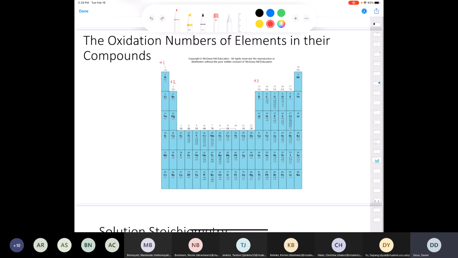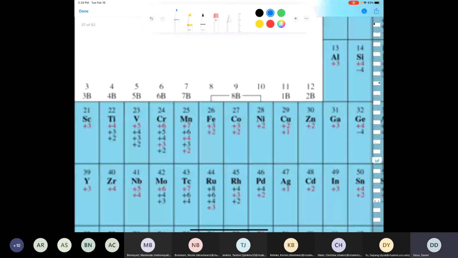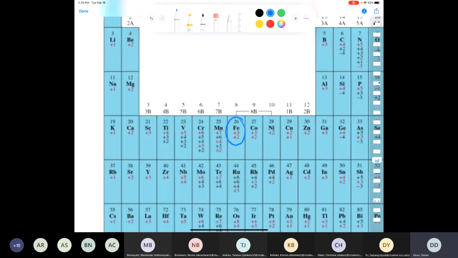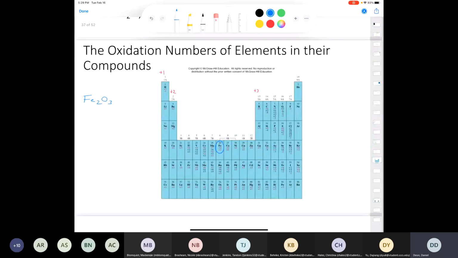And so let's say you had something like Fe2O3. If you look at iron, you see that iron can either be +3 or +2. And if you're wondering how am I going to figure out which one it is, well, let's look at an example. The example will always be something you'll be able to figure out. I'm not going to give you anything that's impossible to do.